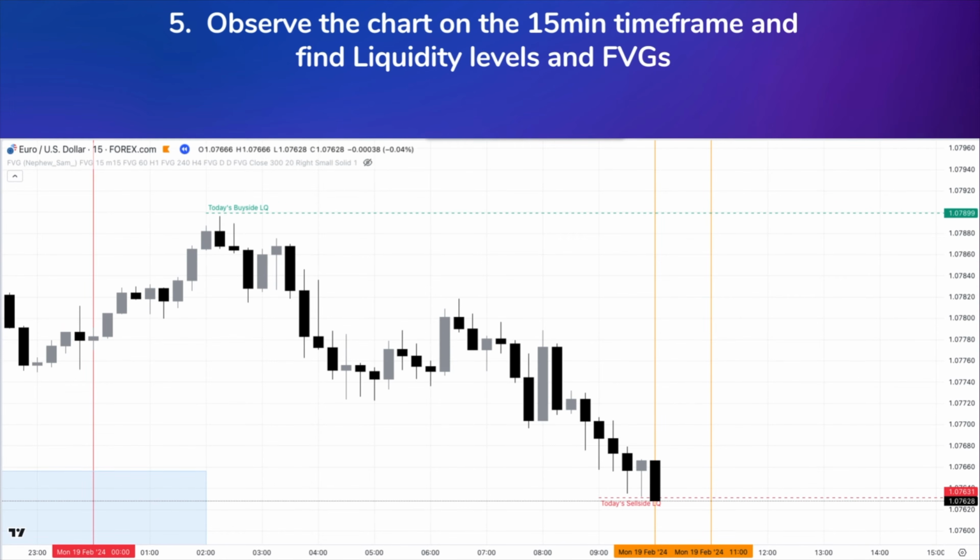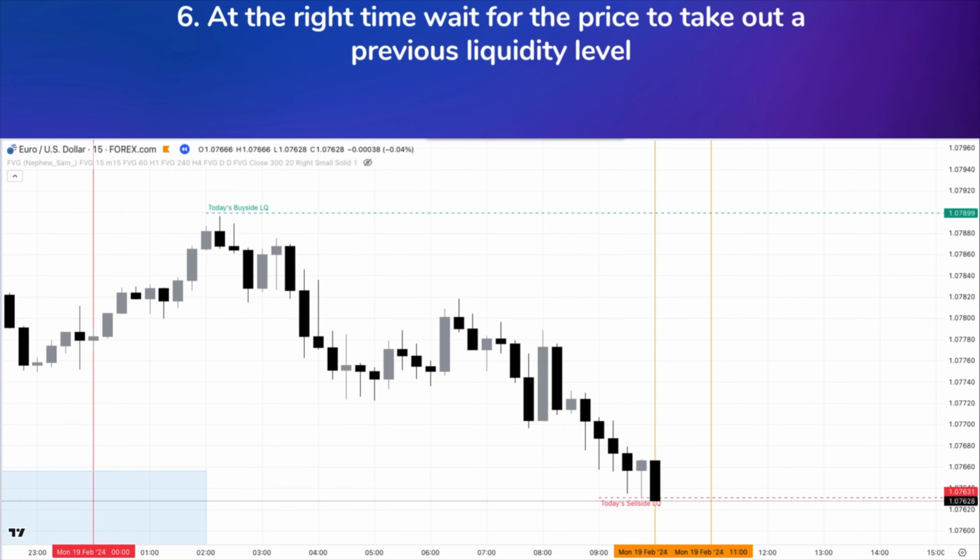Number 5, we're going to observe the chart on the 15 minutes time frame and find liquidity levels and fair value gaps. And in this case, you can see the 15 minutes chart and a different liquidity level. Number 6, at the right time, we're going to wait for the price to take out a previous liquidity level. And so we can see that the price took out the previous liquidity level around 8 in the morning, and then it kept going lower, formed another liquidity level, and now it's just taking it out yet again.